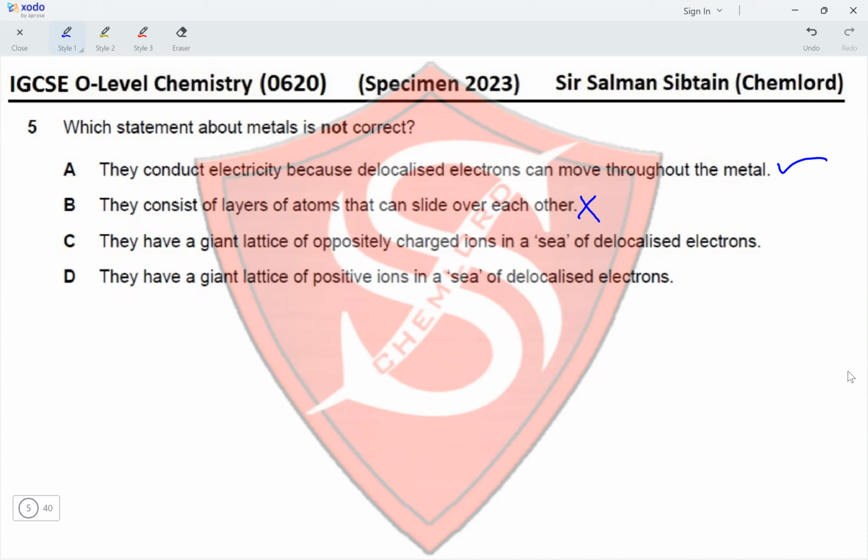Actually, it is true for metals. They do have layers of atoms that can slide over each other, thus making them malleable.